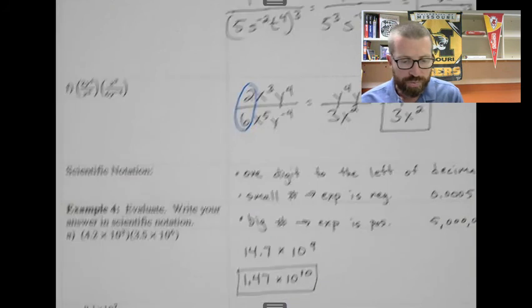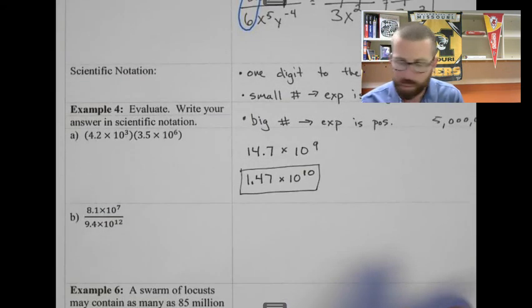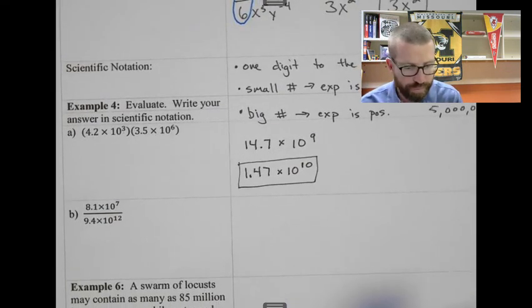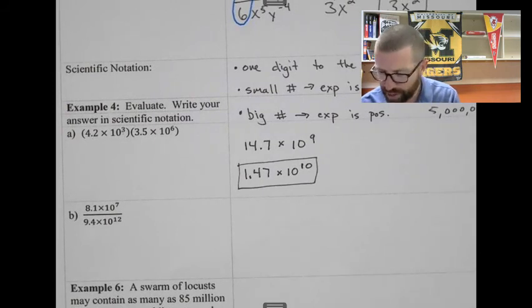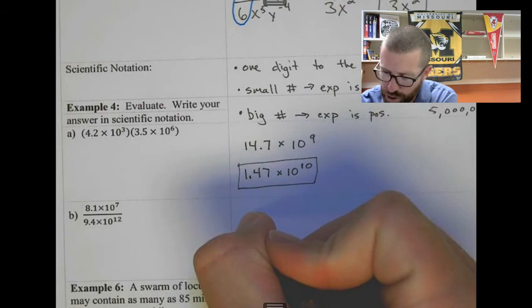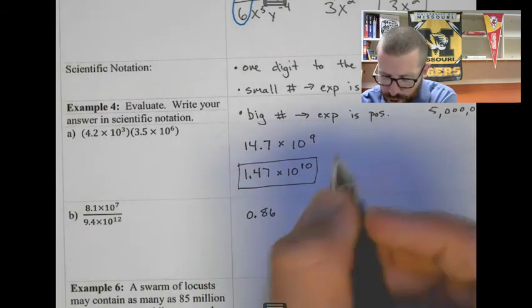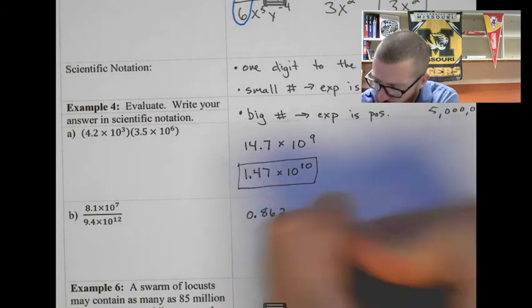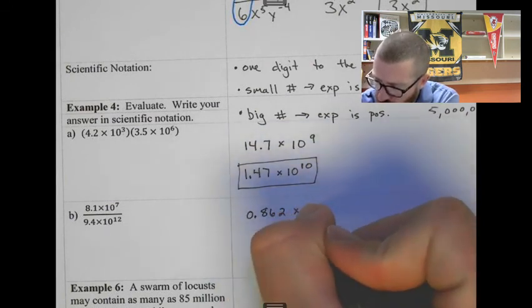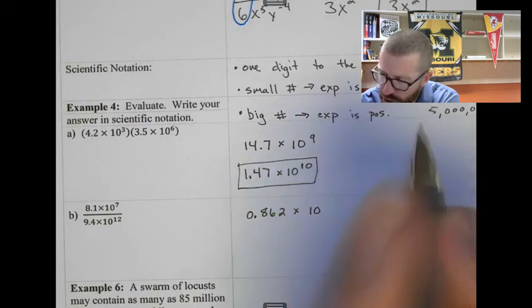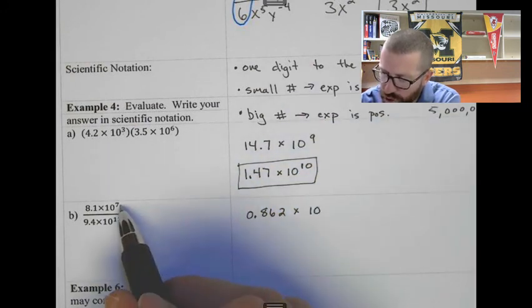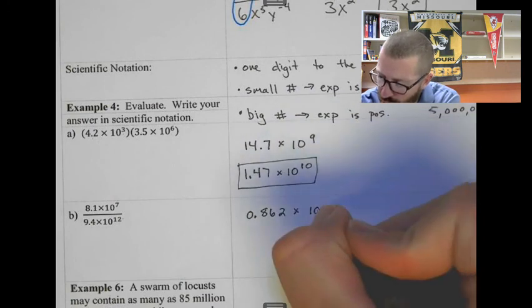Okay, on the next one, I almost got to the bottom of my screen there. We're going to divide 8.1 by 9.4 first. And so that gives me 0.86 is what we'll round to. We'll keep one more decimal, 862. And then it's times 10 to the, and 7 minus 12 is negative 5.